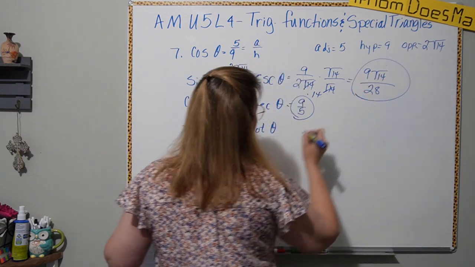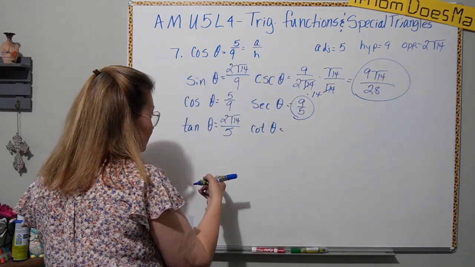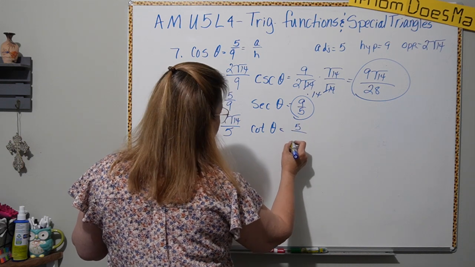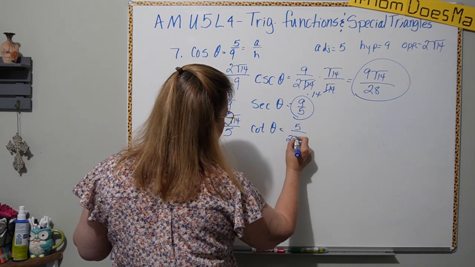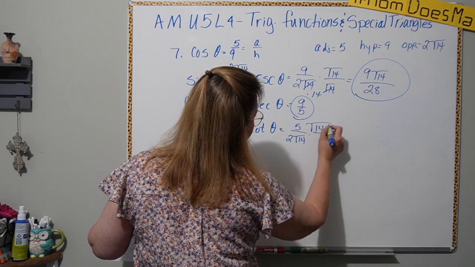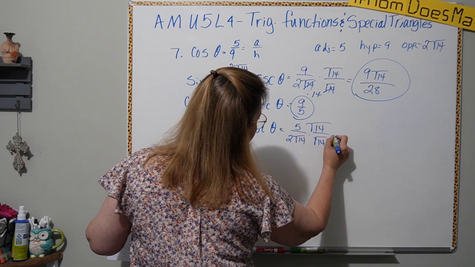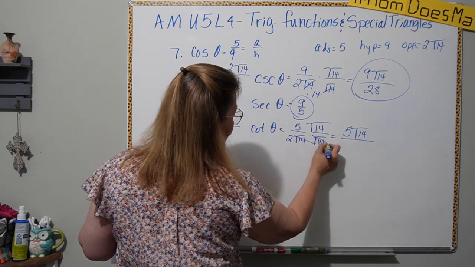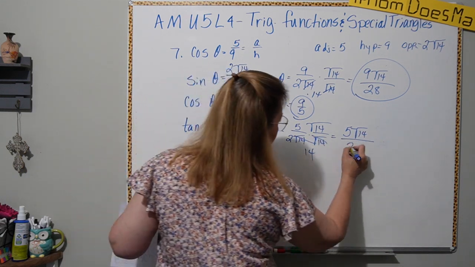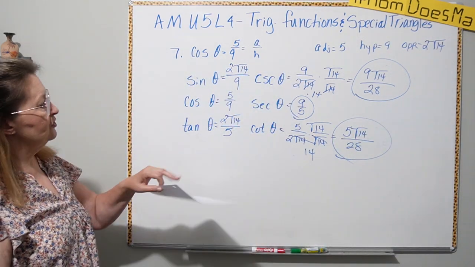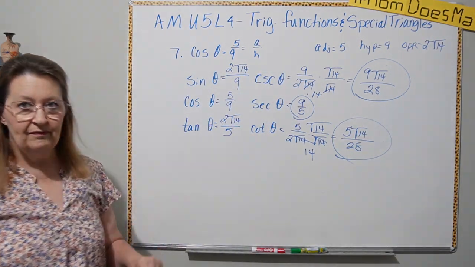We circle them over here. And then for your cotangent, once again, you're going to have to rationalize that denominator. So it'd be 5 over 2 square root of 14. You're going to multiply by square root of 14 over square root of 14. So we have 5 square root of 14 over, that makes 14, 28. Okay. And there are your 6 trig functions for number 7.